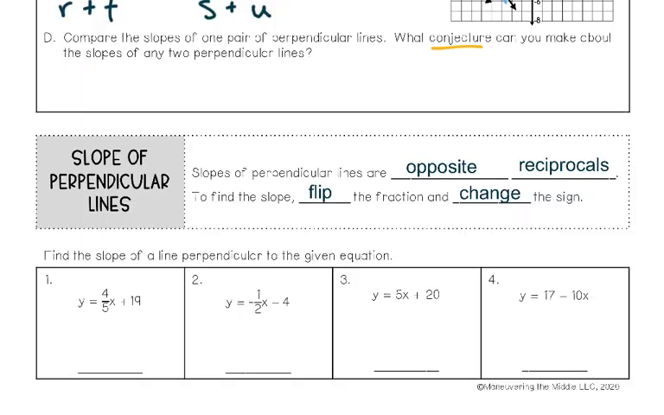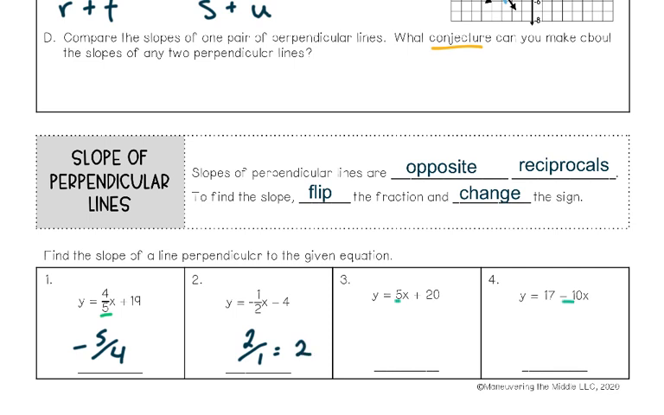Here's an example with number 1. First, we'll identify the slope. The slope is 4/5. If we want a line that's perpendicular to this equation, we would do the opposite. The opposite of positive 4/5 is -4/5. And then we want to flip it to 5/4. That's the opposite reciprocal. The slope of that line that's perpendicular would be -5/4. Let's look at number 2. If it's already negative, the opposite of a negative is a positive. And then the reciprocal would be 2/1, or just 2 in this case.